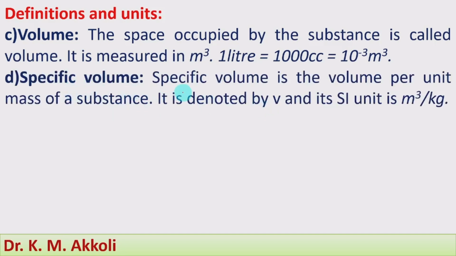Specific volume. The specific volume we are going to take as a thermodynamic property. Specific volume is the volume per unit mass of the substance, or the volume occupied by unit mass of the substance. It is denoted by small v and its SI unit is meter cube per kg. It is the reverse of the density of the substance. Density is mass per volume and specific volume is volume per mass.